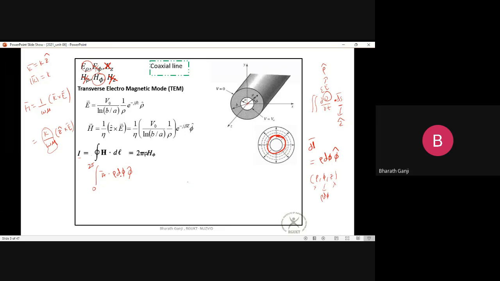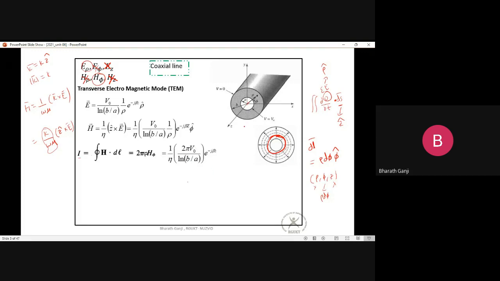This integration does not change with phi. Why will it not depend? Because H bar is not a function of phi. So when you integrate from 0 to 2 pi of d phi, you simply get 2 pi, times rho, and the magnitude of the H phi component, which is H phi. So the integration simply becomes like that, and if you write the H phi component here, your integration answer becomes 1/8 times 2π V naught by ln of b by a, times e to the power minus j beta z.